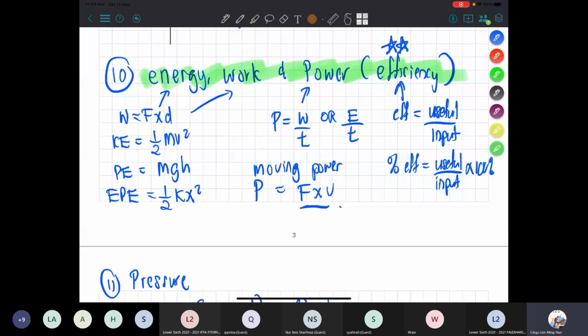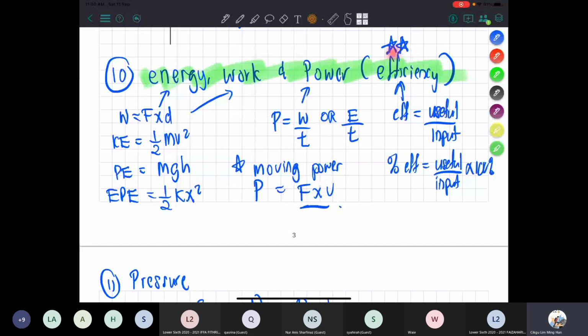But number 10, wow, there's a lot of formula again. I remember during our presentation, some of you wrote down all those formula lah. So this is the time you have to apply lah. All those work done, kinetic energy, potential energy, or even the elastic potential energy, half kx squared. And power, we have work done over time or energy over time. And there's a new one in your AS, yeah, in your A level. This is the new one. We have moving power equal to Fv.